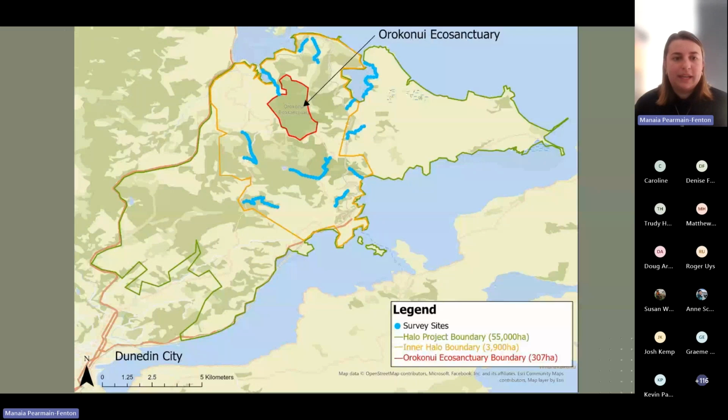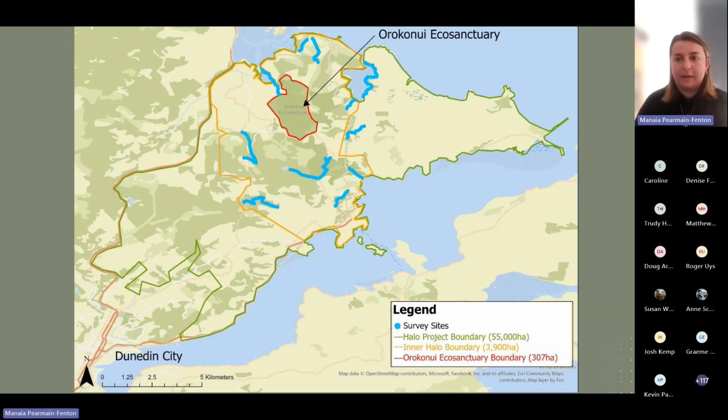So here's a map showing the different levels of predator control and management around Orokonui. The actual eco-sanctuary is shown by the red line here. The orange line shows the inner halo, where the Halo Project, a delivery partner of Predator Free Dunedin, started predator trapping in 2017. And the green line shows the wider Halo Project boundary after they expanded their target area.